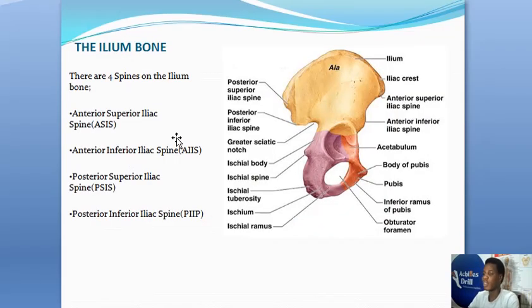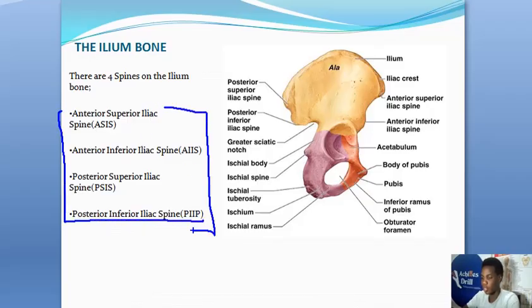Okay, so now let's move on and talk about other things in the ilium bone. I want to talk about some spines around the ilium. There are four important ones I will draw your attention to. We have the anterior superior iliac spine. That's this structure right here.